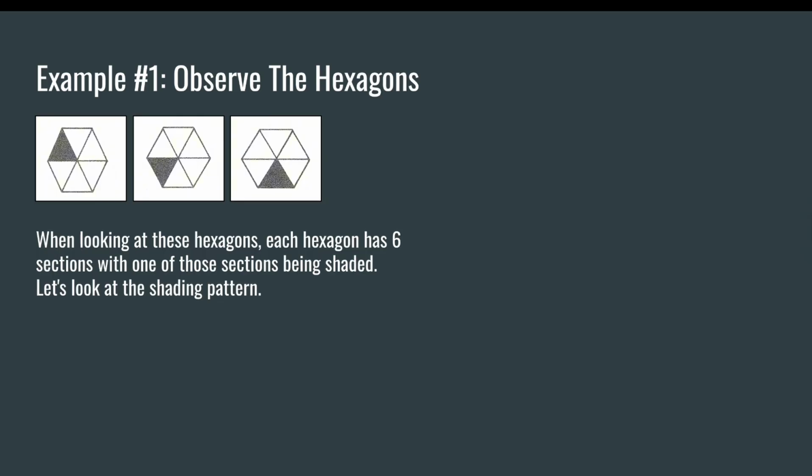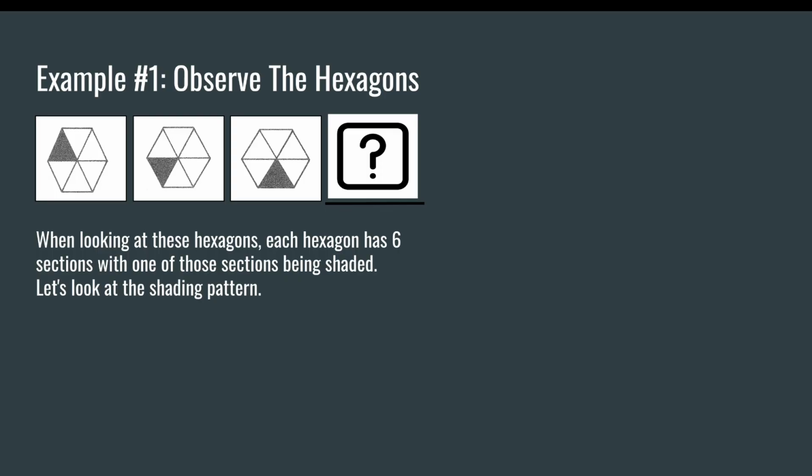Example number 1. Observe the hexagons. When looking at these hexagons, each hexagon has 6 sections, with one of those sections being shaded. Let's look at the shading pattern. So, in this problem, we're trying to figure out what the shaded box will be for the 4th hexagon.